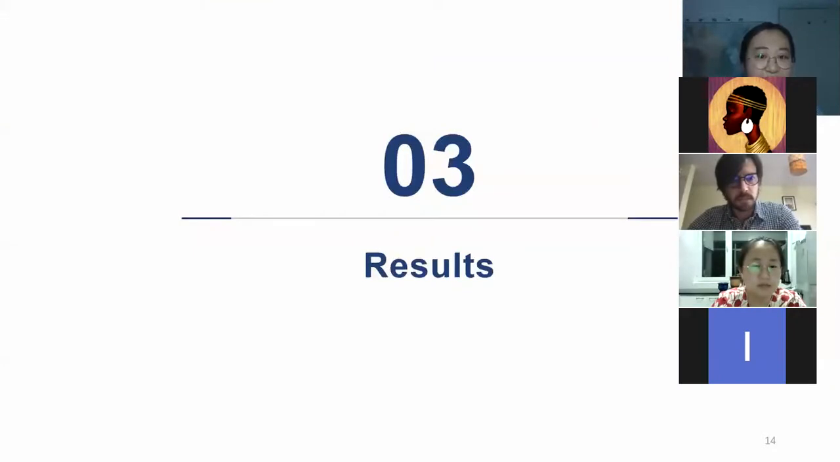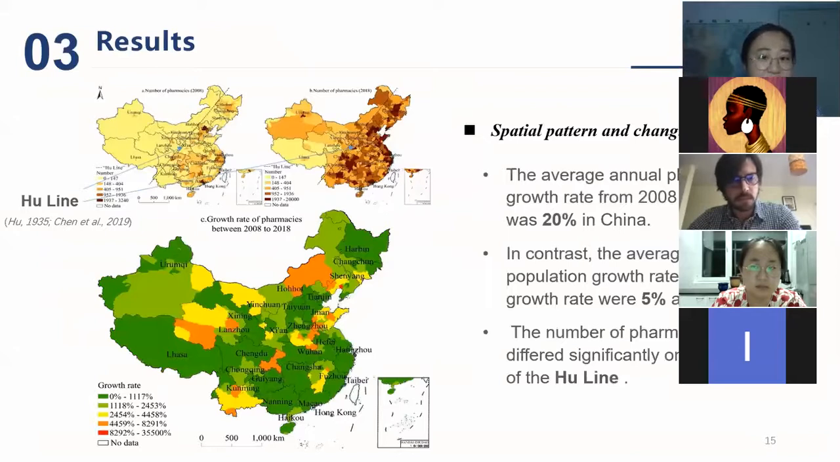Next, I'd like to bring the results from the experiments. The first result is about spatial pattern and changing characteristics. The average annual premises growth rate from 2008 to 2018 was 20% in China. In contrast, the average annual population growth rate and GDP growth rate were 5% and 11%. It is very obvious that the number of pharmacies differed significantly on both sides of the Huhuanyong line.